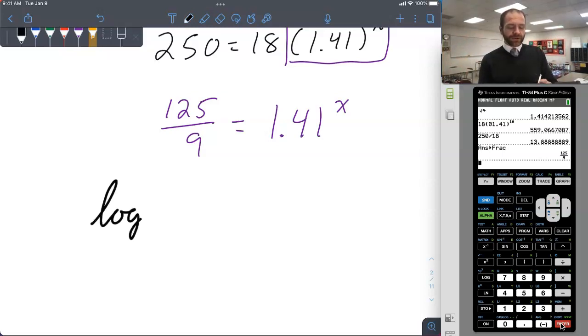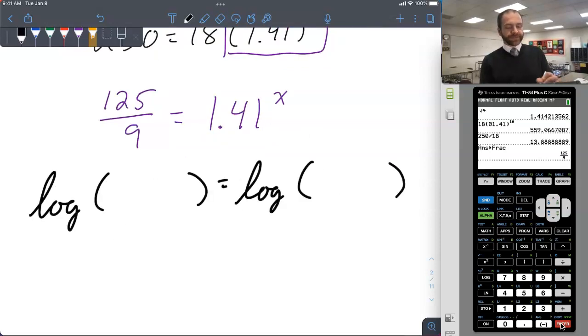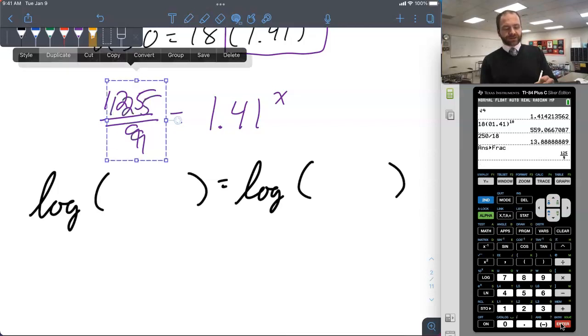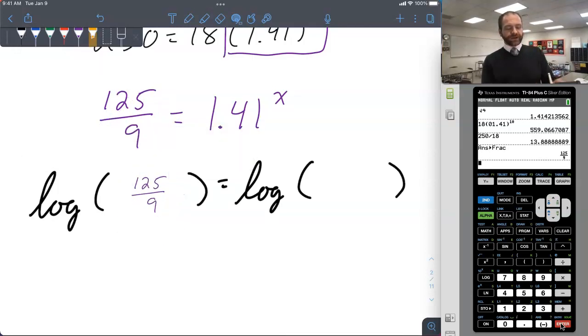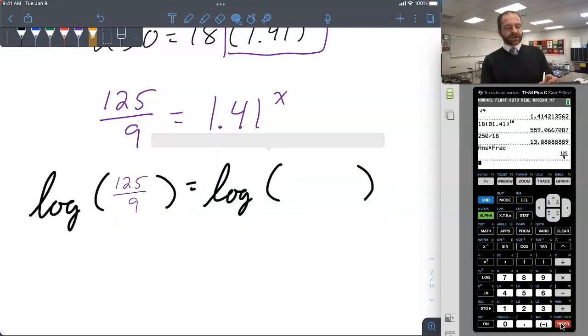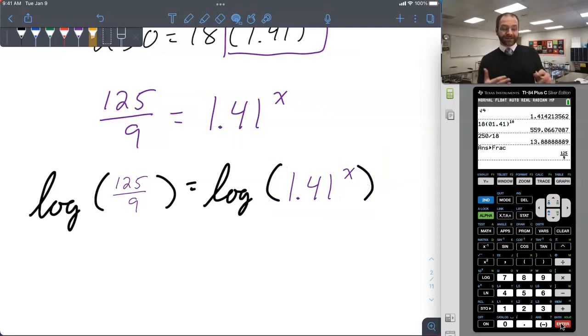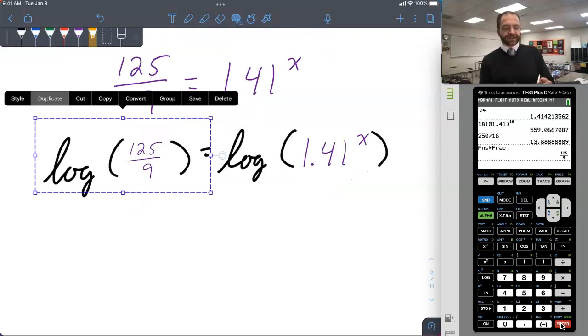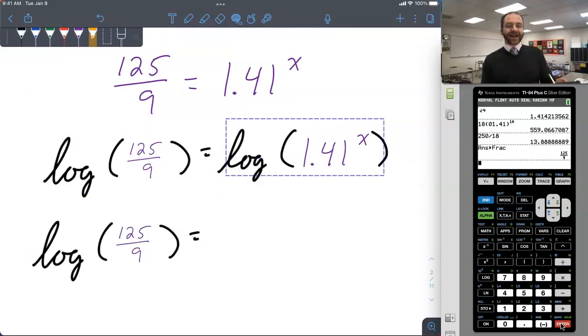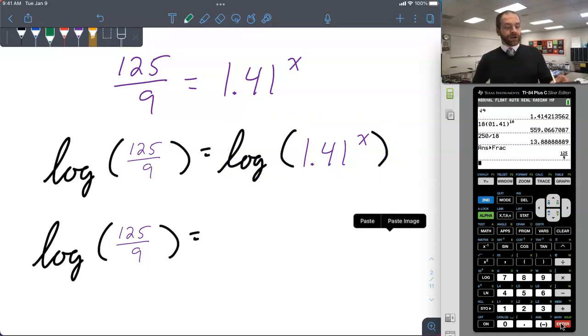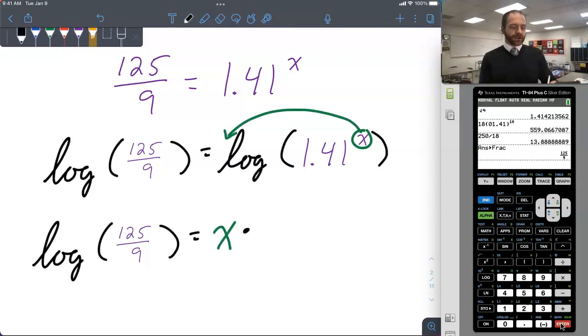I'm going to take the log of the left side and I'm going to take the log of the right side. So I'm just going to go ahead and duplicate this down here. So I'm going to have log of 125/9 equals the log of 1.41 to the x power. Now the reason why that's helpful is not because of the left side. The left side is going to stay as is. The reason why that's helpful is because I can take on this right side that x using my power property with logs. This exponent can come down and go in front of my log of 1.41.